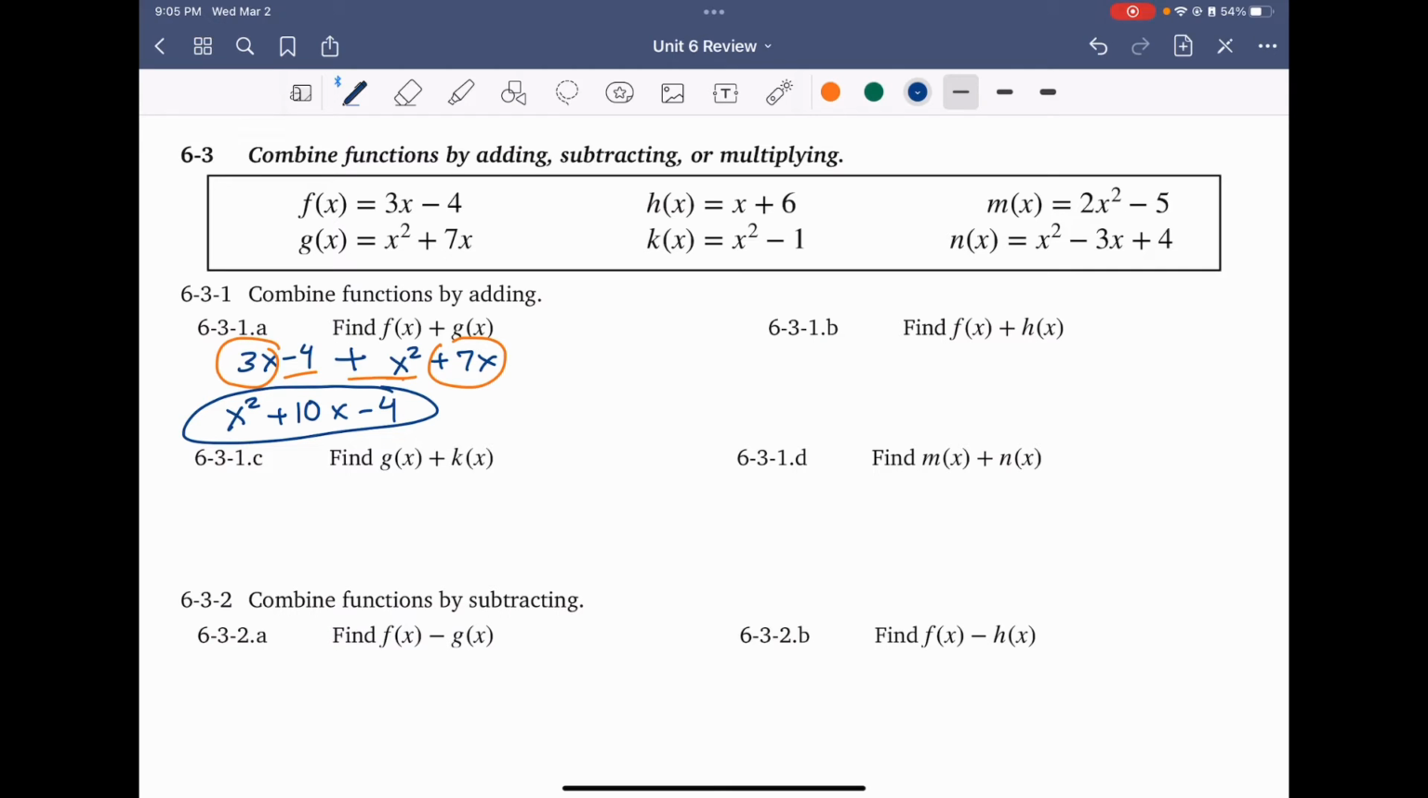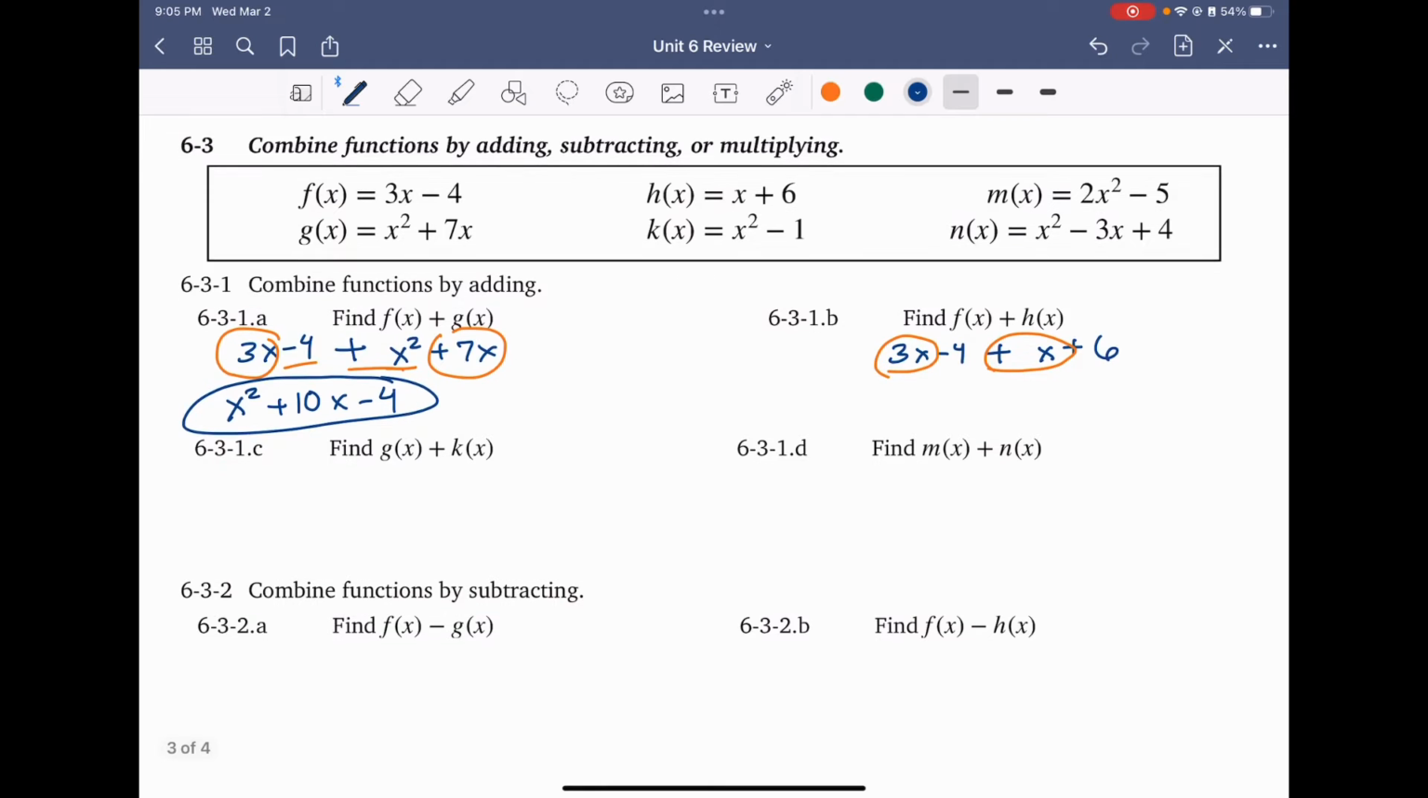All right, next example, example B, we're going to add f of x and h of x. So f of x again is 3x minus 4, and we're adding h of x, which is x plus 6. All right, combine your like terms. We don't have any x squares, but we do have x's. We have 3 of them here and plus 1 of them there. So altogether that is 4x. And then we can look at our constants. That's our numbers without variables. And we have -4 plus 6. So altogether that's 2.